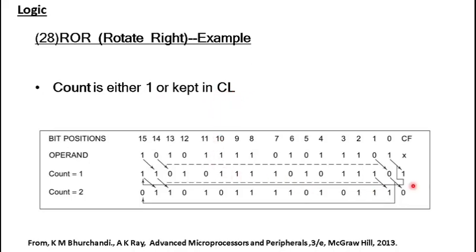Now if you consider this example again, we have 1 in the carry flag and 0 in the LSB. Suppose that ROR is issued again. So what happens is the 0 in the LSB goes into carry flag as well as to the MSB where a vacancy had occurred.